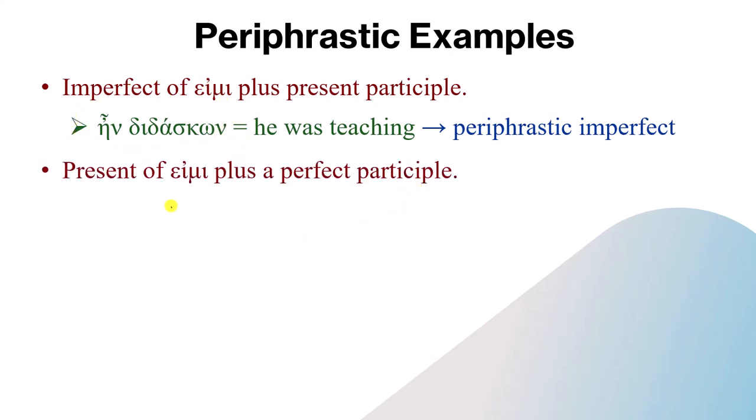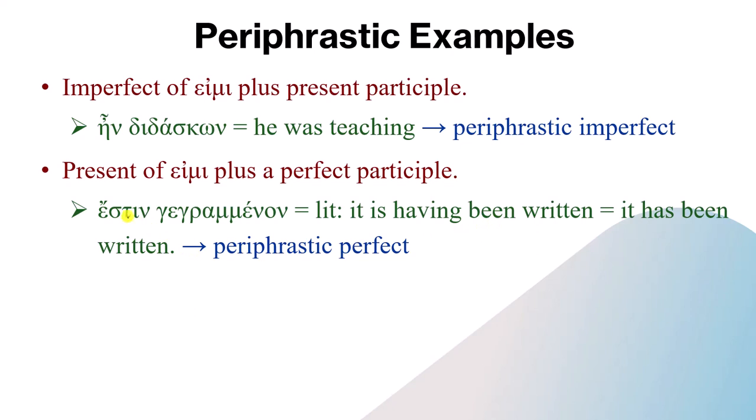Another example is the present tense of eimi plus a perfect participle. So we have estin gegrammenon. Literally, this is it is having been written. We would translate this as it has been written. This would be a way of approximating a perfect tense using a periphrastic construction.